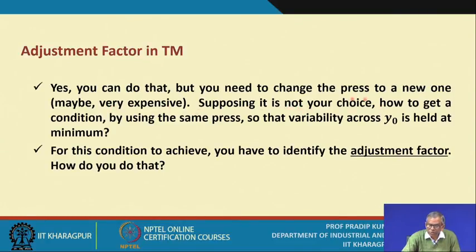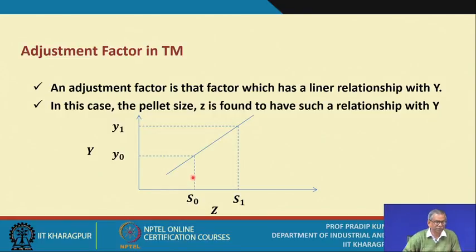Supposing it is not your choice, as in the majority of cases, how to get a condition by using the same press so that the variability across y0 is held at minimum. So this point I have already elaborated. For this condition to be achieved, you have to identify the adjustment factor. How do you do that? So that process I am going to explain.